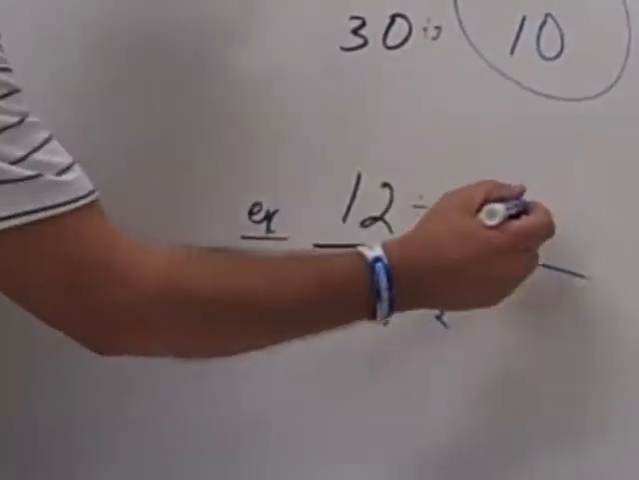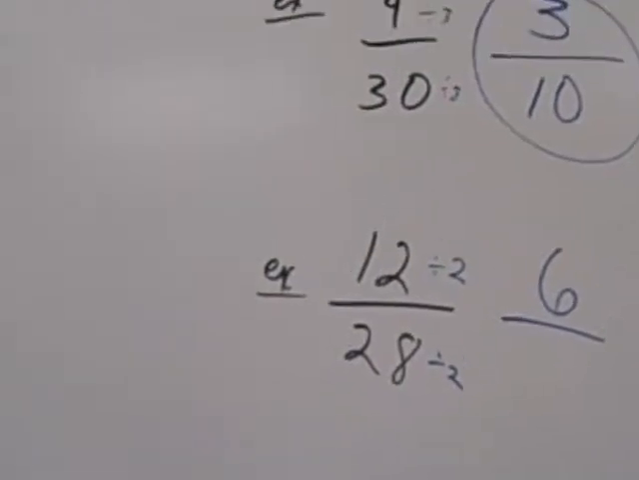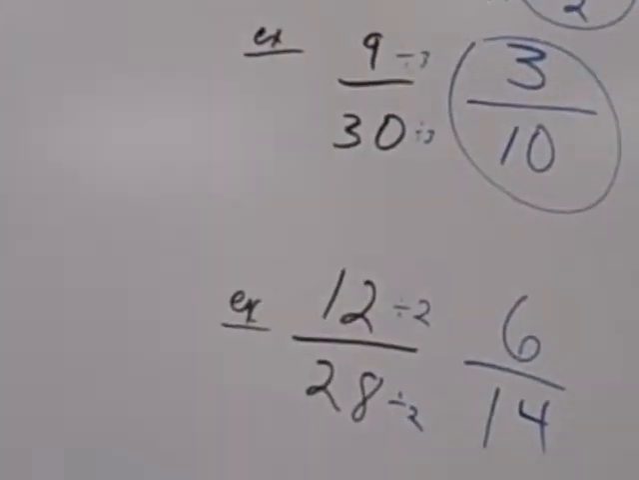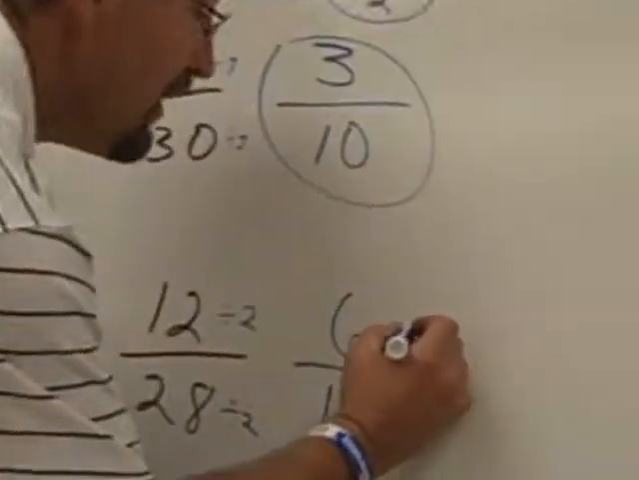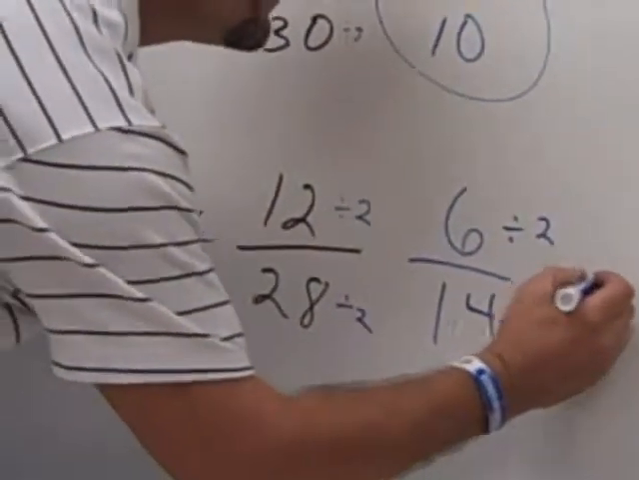12 divided by 2. 6. 28 divided by 2. Ooh, that's a big one. 14. Good job, Grace. Is that my answer? No. Why not? Because you can divide some more. It'll divide by 2 again. Won't divide by 4 because 6 won't divide by 4, but it'll divide by 2 again.